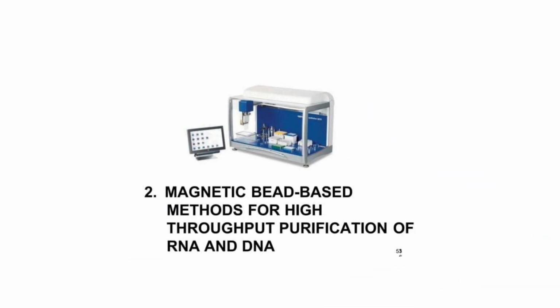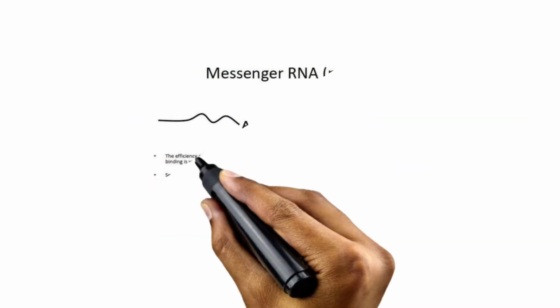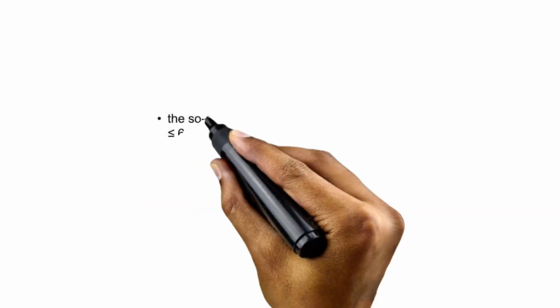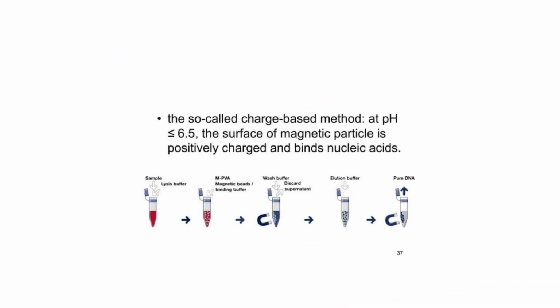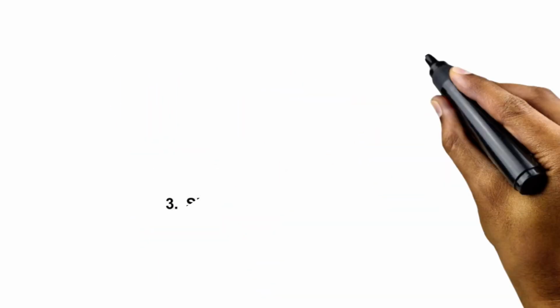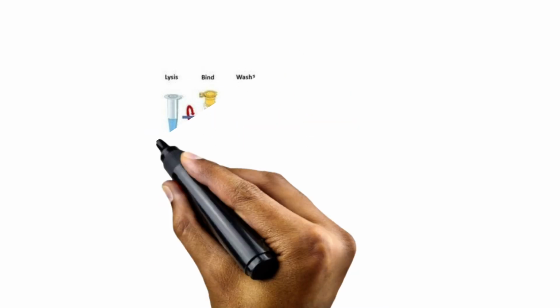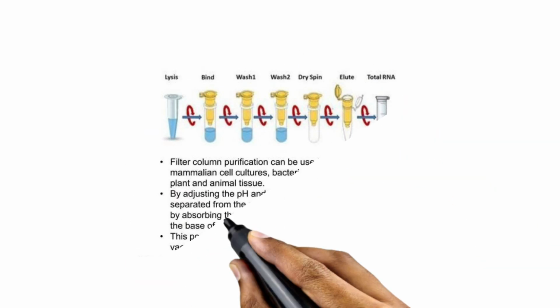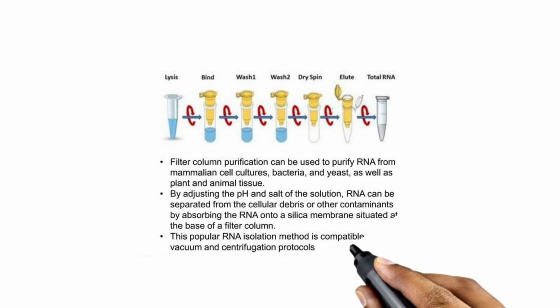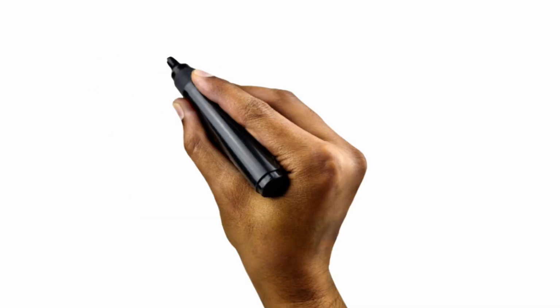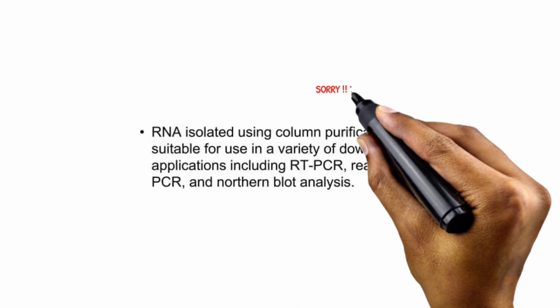Now the magnetic based method for high throughput purification of RNA. Messenger RNA present on a bead or column combines with the poly A. In the so-called charge method, at pH less than or equal to 6.5, magnetic beads bind. And there is also a silica membrane based RNA purification method. Here we use a commercial column. Filter column purification can be used to purify RNA by adjusting the pH or salt of the solution. The popular RNA isolation method is also compatible with vacuum. RNA isolated using column purification is suitable for Western blot.